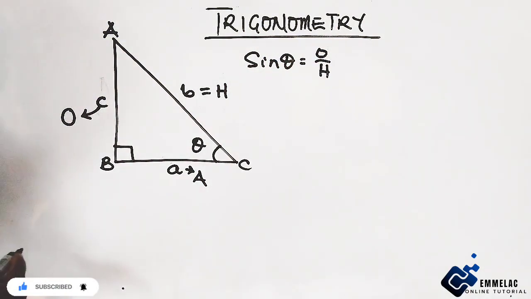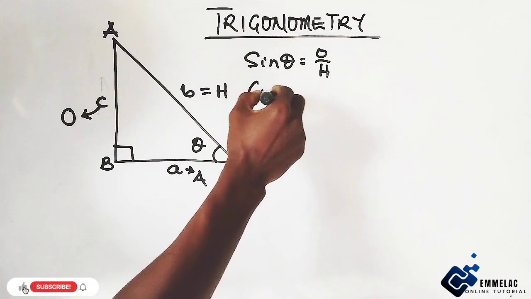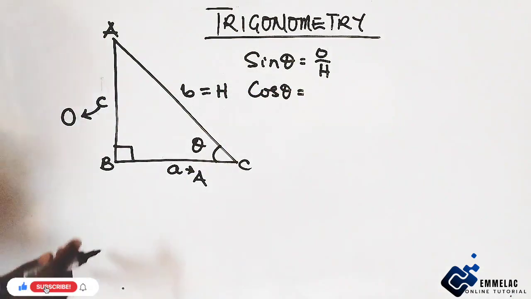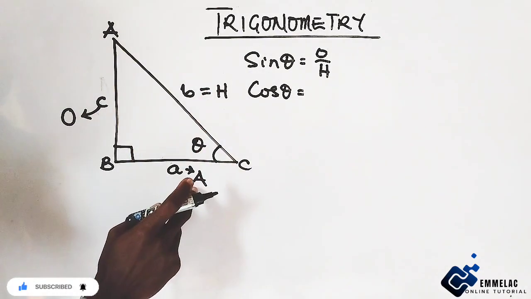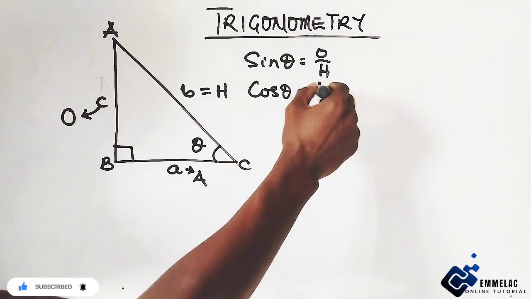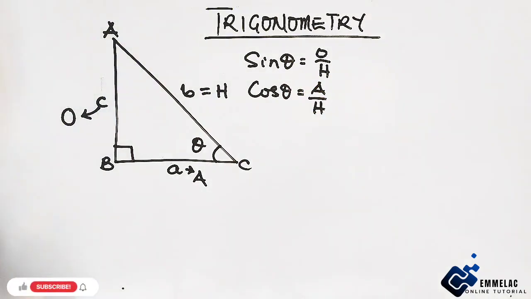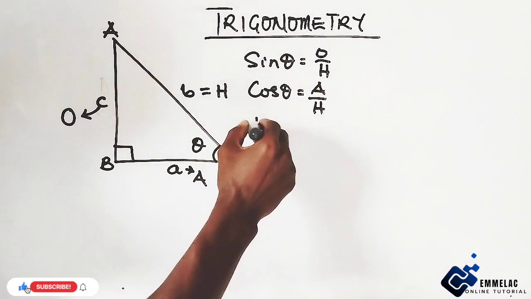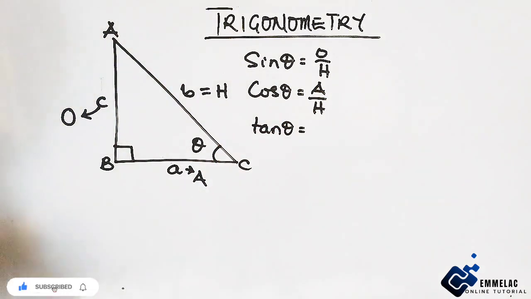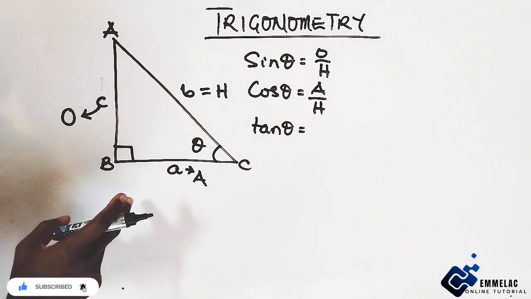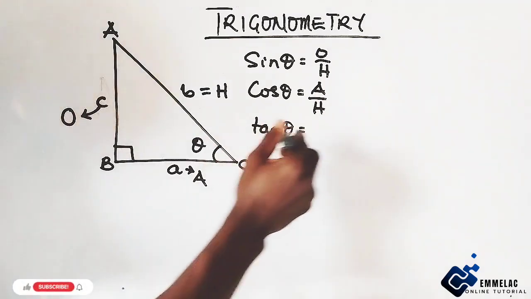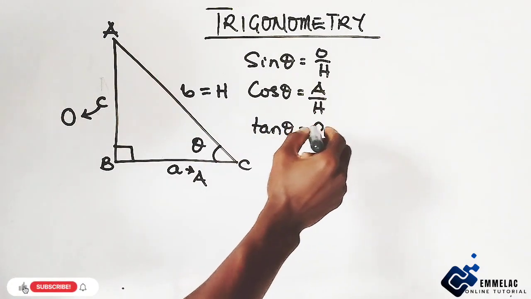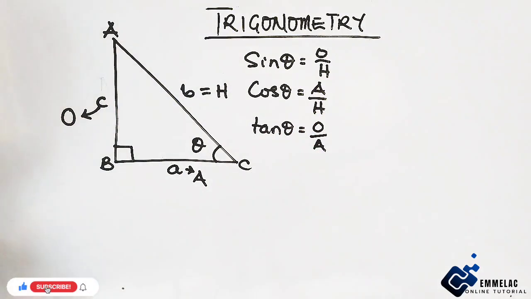Right, now here the other one, which is cos theta. Here we have the adjacent and the hypotenuse. That's the relationship between the adjacent and the hypotenuse, that will be adjacent over hypotenuse. Now we have the tan theta, and the tan theta gives us the relationship between the opposite and the adjacent. So here you have the opposite over the adjacent.